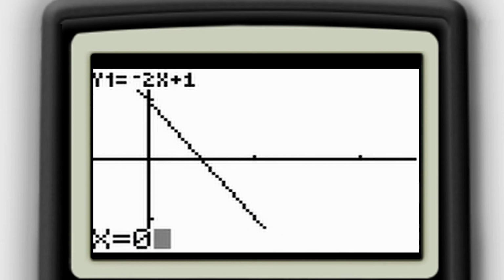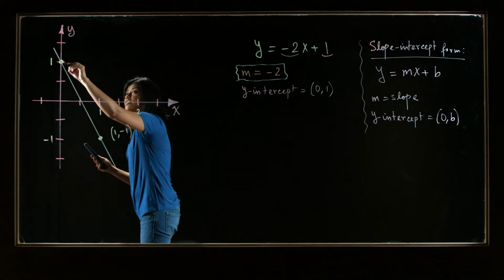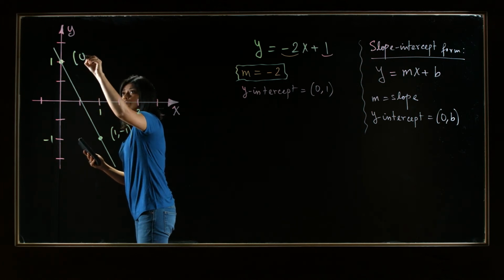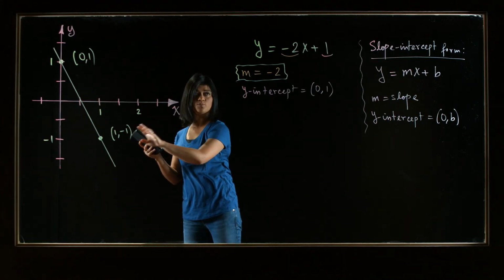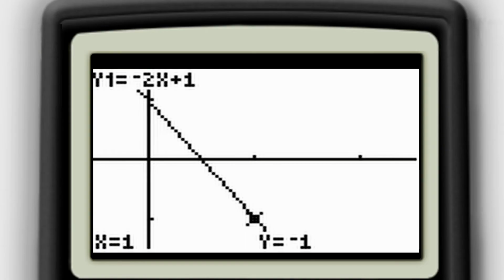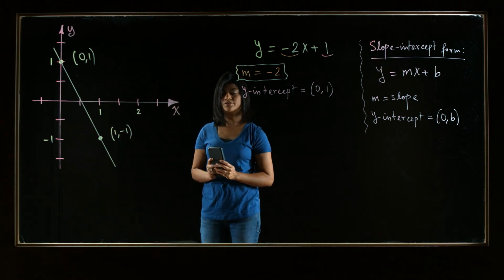So use trace and plug in x equals 0, because we have a point here on our graph, and this y-intercept is (0, 1). So let's plug in x equals 0 and y is 1. So this is a point on the graph. And let's verify this second point. Remember, this point we got using the slope. So let's plug in x equals 1 and y is -1. So we do have the correct graph that we verified using the graphing utility.